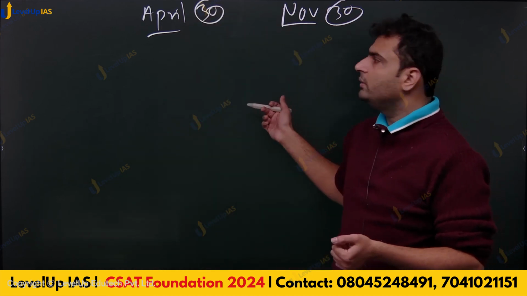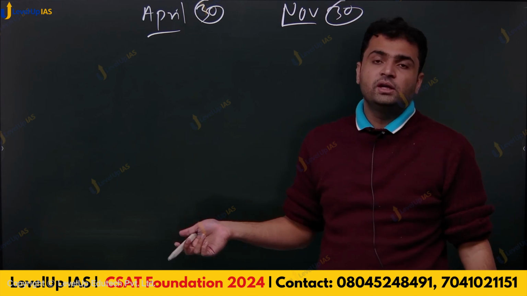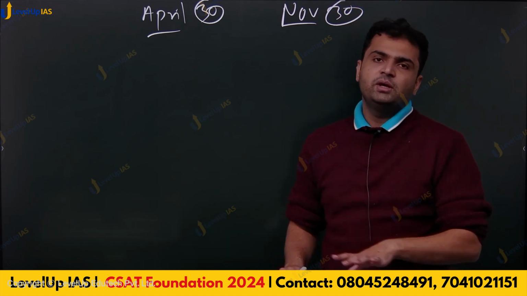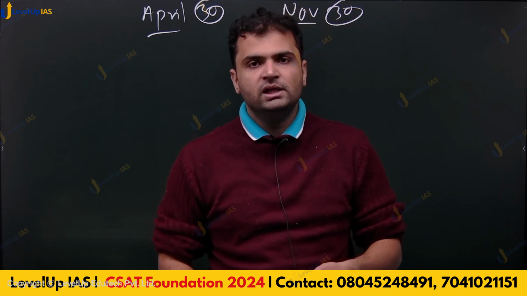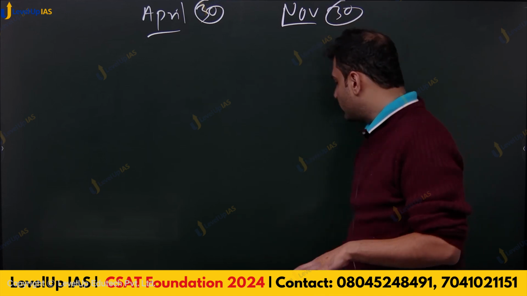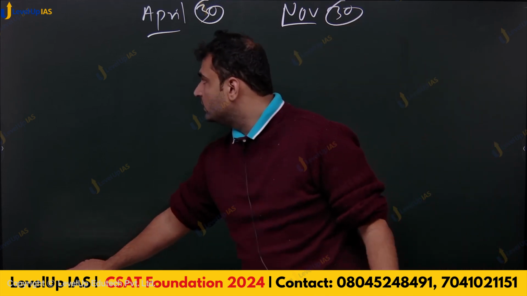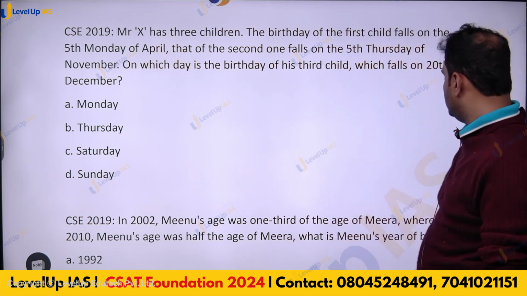And the same is the story with November. 1st November and 29th November, 2nd November and 30th November will have the same days, which will come 5 times, and all the rest of the days will come only 4 times, because there are only 2 extra days in April and November. Now what is given in the question is, the first is born on the 5th Monday of April and the second is on the 5th Thursday.